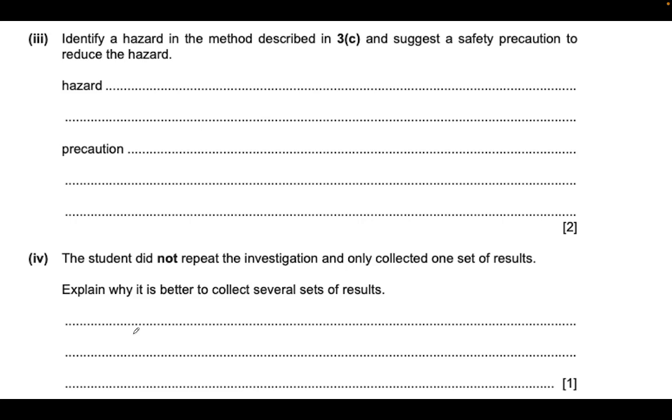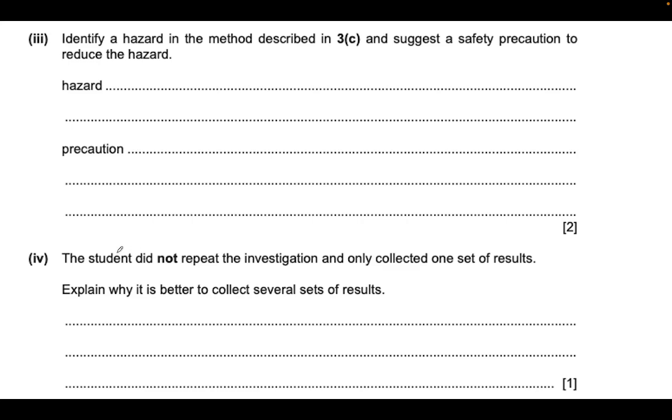Now, for the hazard, identify a hazard in the method described in 3C and suggest a safety precaution to reduce the hazard. The hazard is enzyme, because we are dealing with enzymes here, and the precaution is that you can always use gloves. So as you do correction, I hope some of you did it right.